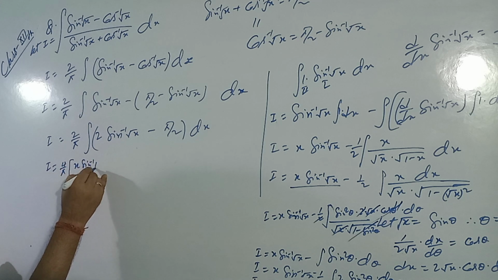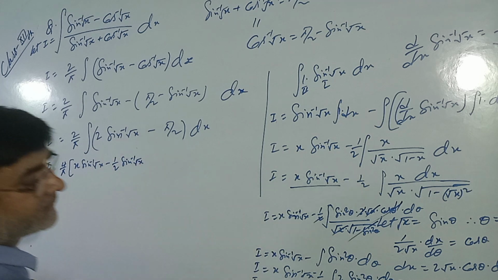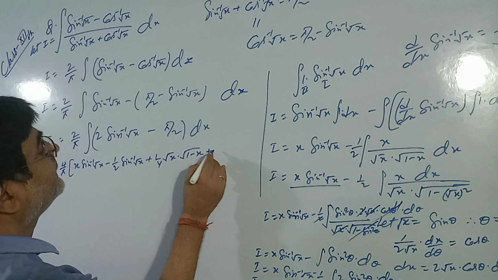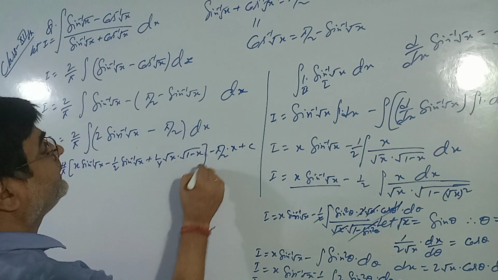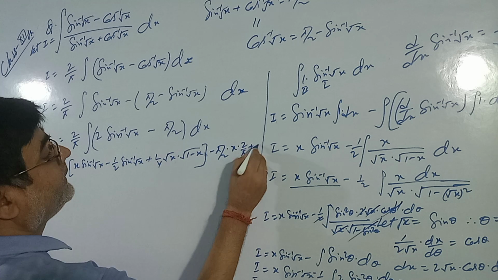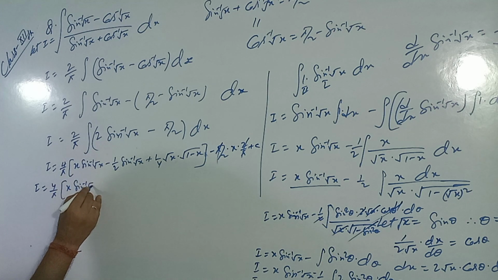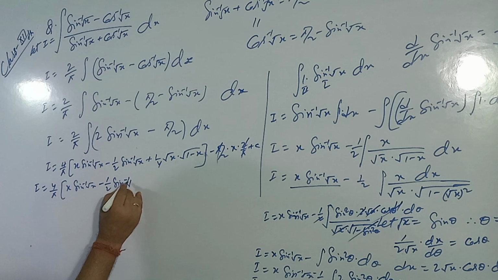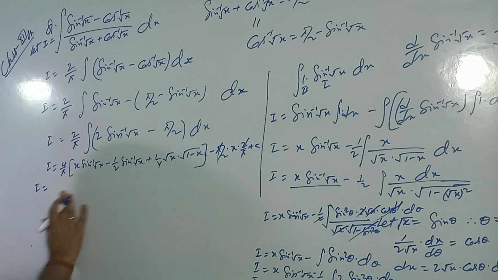x sin inverse root x minus half sin inverse root x plus 1 by 4 root x into under root 1 minus x plus c, right, with the factor 2 by pi multiplied in. So I equals 4 by pi x sin inverse root x minus 1 by 2 sin inverse root x plus 1 by 4, where 4 by pi is also a multiple, right?